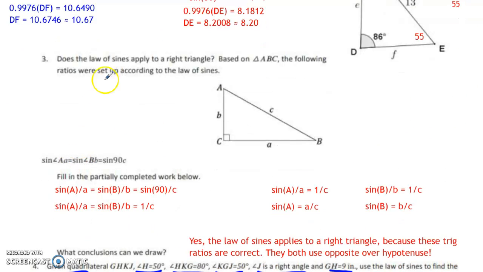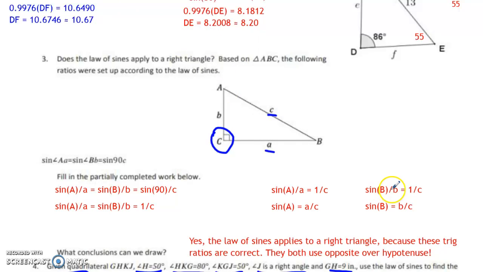Question number 3, it gave us the law of sines, and it asked whether it applied to a right triangle. So we set up the law of sines: sine A over A, sine B over B, sine 90 over C, because we know that 90 is this angle here. Once we put sine of 90 into our calculator, we got 1, which means sine A over A is equal to 1 over C. When we cross multiply, we get sine of A equals A over C. So the sine of A is equal to A, which is the opposite, over C, which is the hypotenuse. Sounds like that works to me, opposite over hypotenuse.